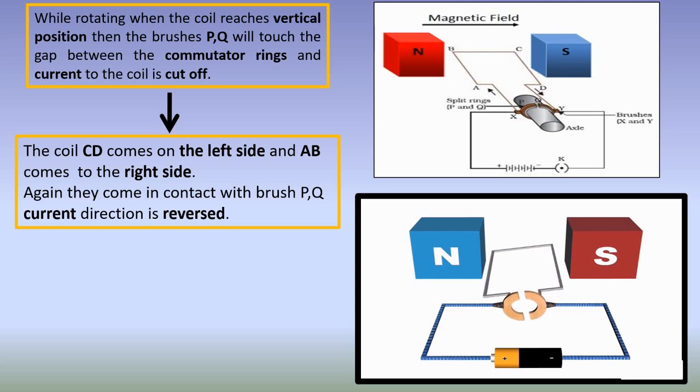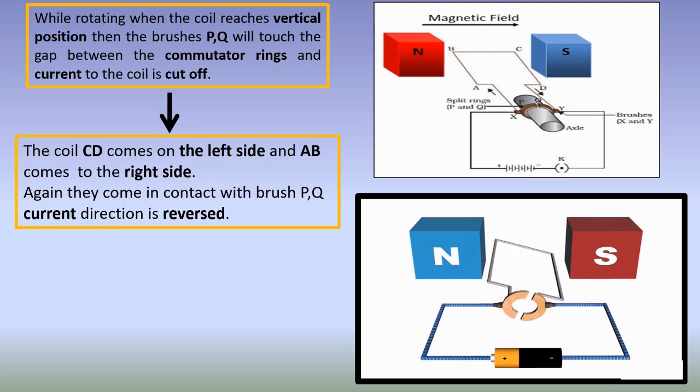Now students, over here this AB will come to the right side and CD will go to the left side. During this half rotation, AB comes to the right side and CD moves to the left side. So when the coil comes in this position, the brushes X and Y come in contact with Q and P, but during this time X will touch the brush Q and Y will touch the brush P.